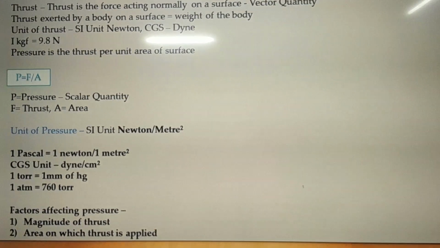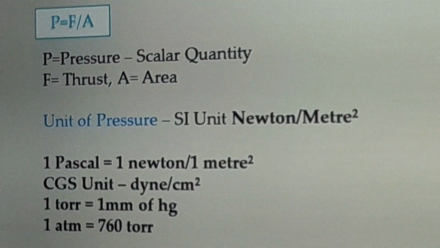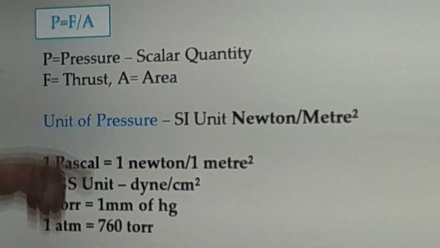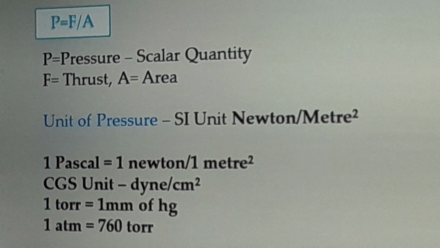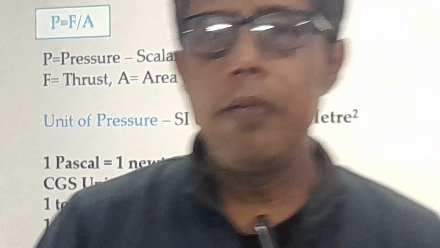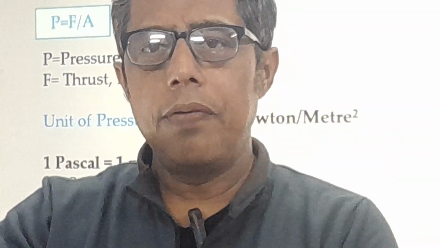If I zoom it out over here, let me show you. So here pressure is the force by area. Force means here the thrust. So what is thrust? Thrust means a force acting on a surface vertically, right? A vertical force.